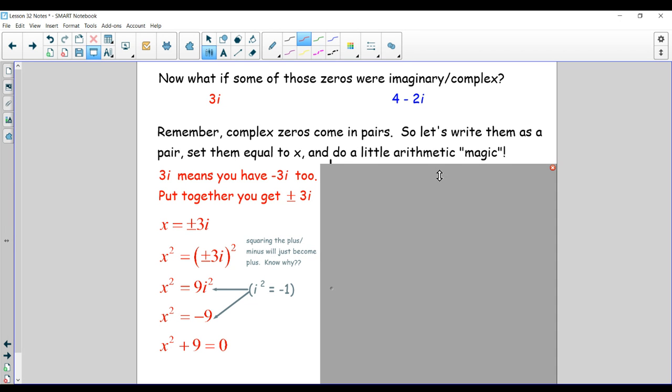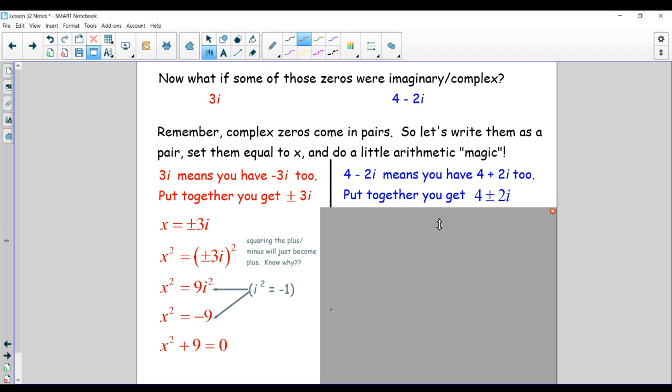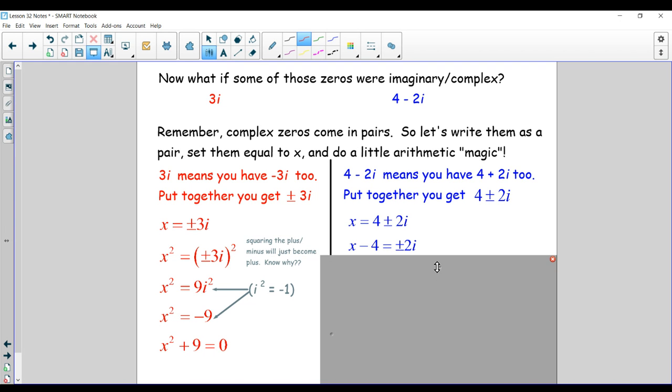Then I'm going to do the same thing with 4 minus 2i. So I would have 4 plus 2i as well. That means I'm going to have 4 both plus and minus 2i. So I'm going to do the same kind of idea that I did here. I'm going to write x is equal to 4 plus or minus 2i. I'm going to move this 4 over first. I want the imaginary number part to be by itself, so I subtracted 4 to the other side.